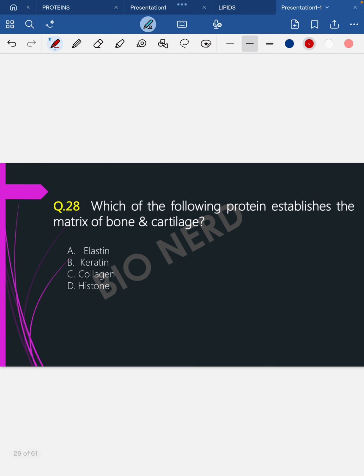28, which of the following proteins establishes the matrix of bone and cartilage? So the straightforward answer is the collagen. Collagen is the main protein which is present in the cartilage and bone matrix. And just remember, the most abundant type of protein in human body, again the answer will be collagen.